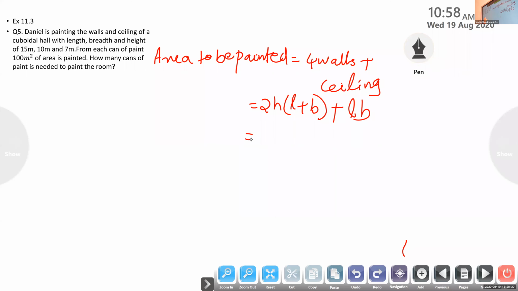Ma'am, why are we again taking LB? 2H into L plus B plus LB. LB is for the ceiling. 2H into L plus B is only for the 4 walls. The ceiling also we are painting, so the ceiling has an area L into B. Understood? Yes, ma'am. Ma'am, I don't understand.